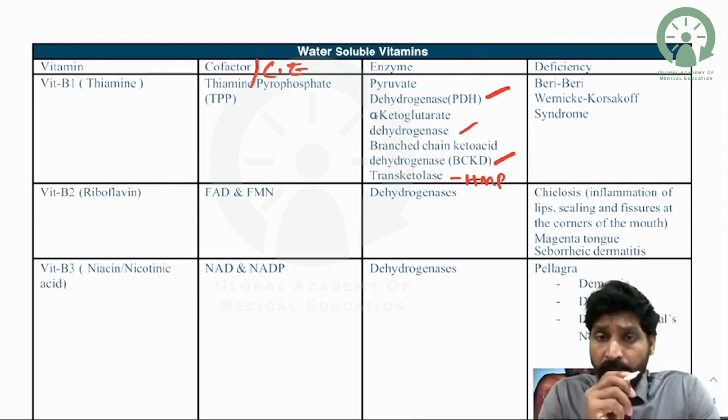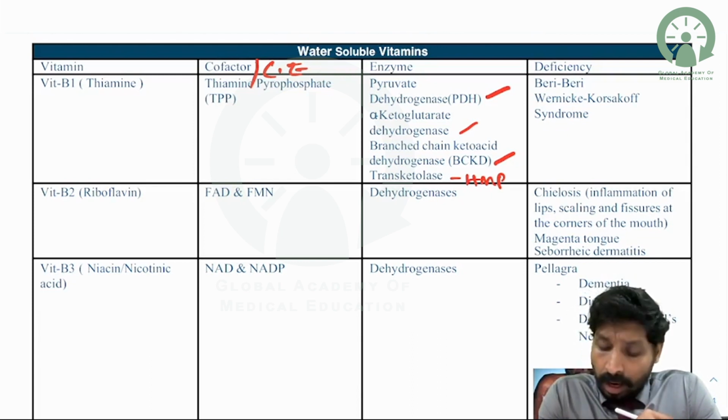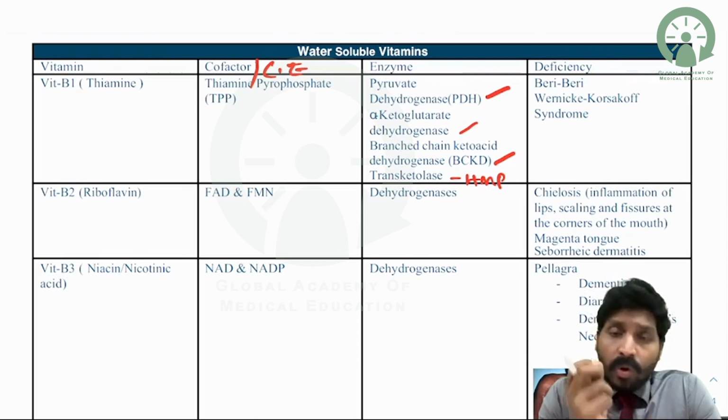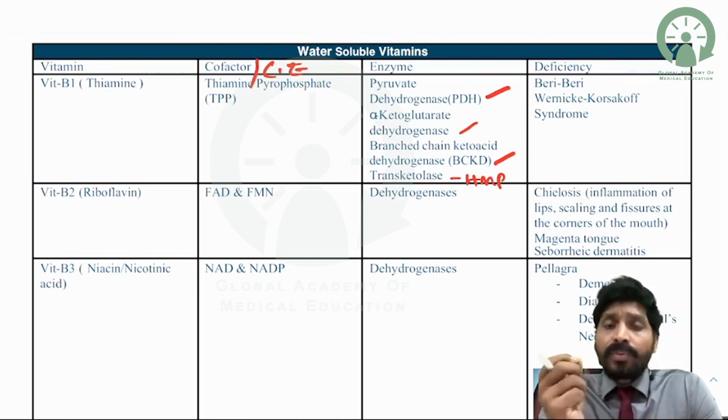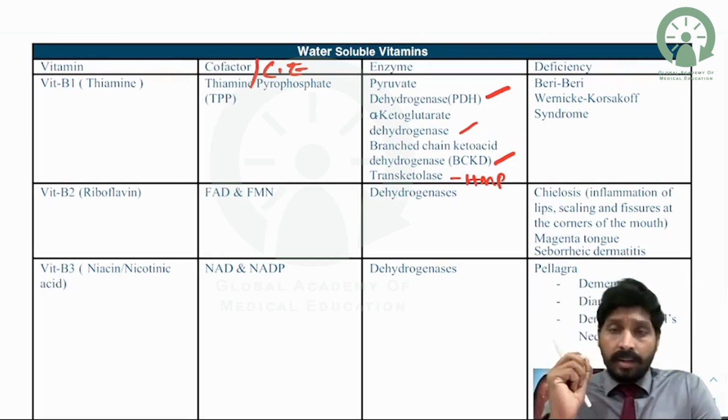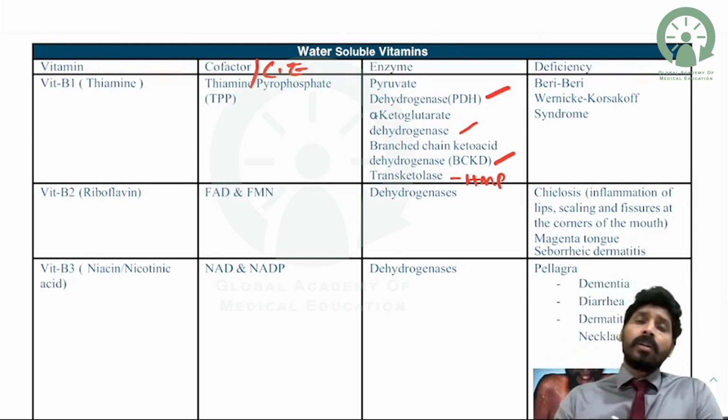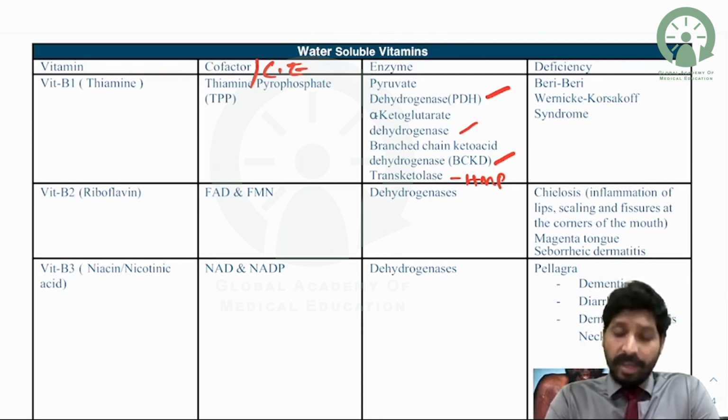Pitting edema you can make out in wet beriberi. Okay, and infantile beriberi is because of deficiency of thiamine in mother's milk. And Wernicke-Korsakoff syndrome you can see exclusively in chronic alcoholics who consume alcohol on a daily basis, as alcohol interferes with the absorption of thiamine in the intestine. So they are prone to vitamin B1 deficiency.